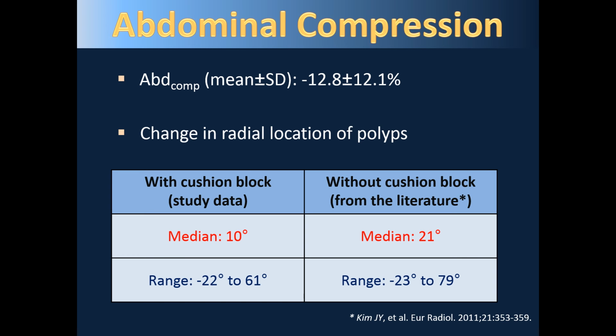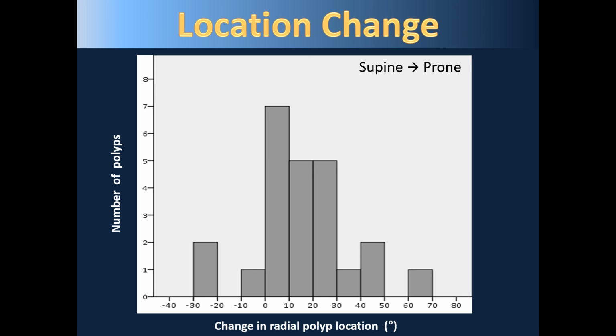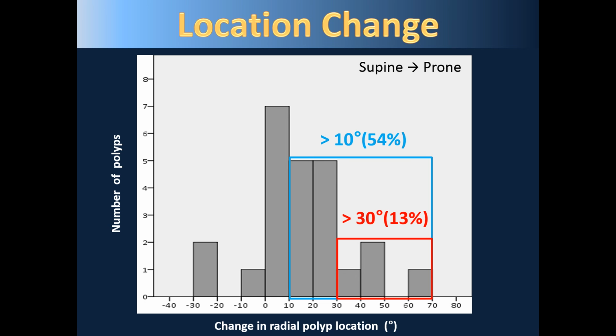Switching gear to the results. The mean value of abdominal compression was minus 12.8%, which meant absence of abdominal compression. Now seeing the result between groups with and without the cushion block, they revealed a lower median value of external rotation in the group with the cushion block. However, this histogram showed there was still a trend of external rotation even with the maneuver. More than 50% of polyps showed external rotation beyond observer variability, and 13 polyps showed a large degree of external rotation.